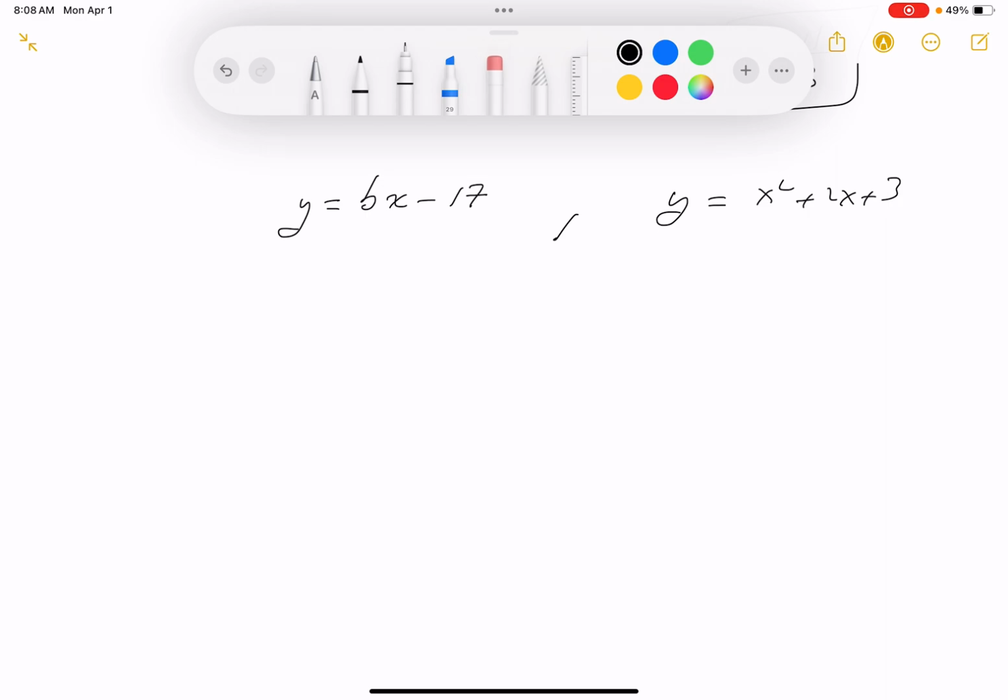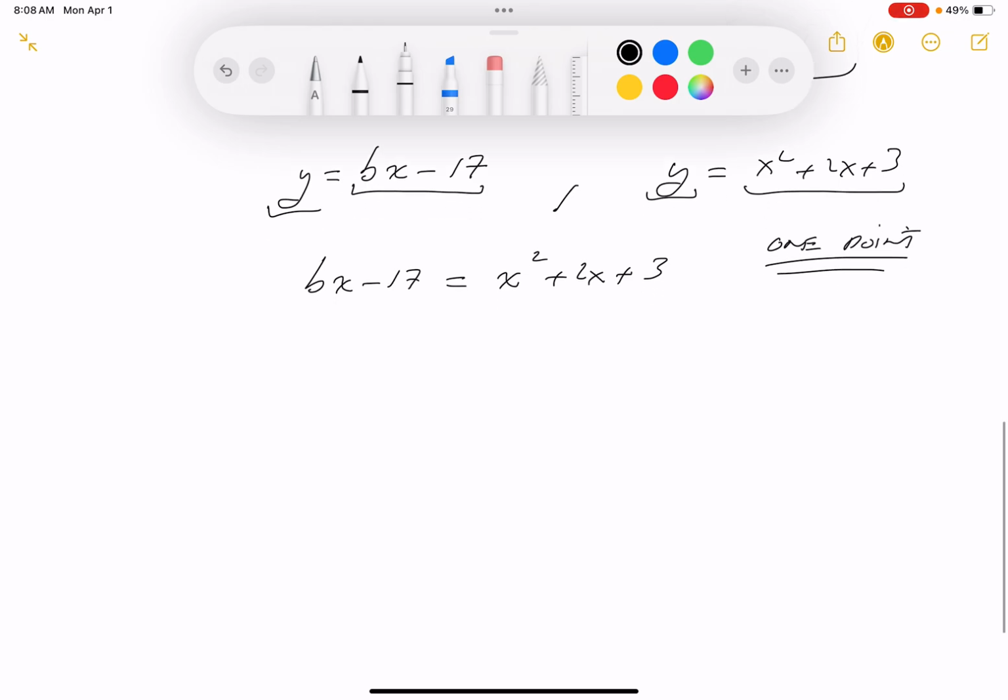Let's write that down. They would intersect when this y is the same y as you get over there. So we want the y's to be equal. So what do you get? bx minus 17 equals x squared plus 2x plus 3. Now, by the way, I just want one point of intersection. I don't want two points. I want one point of intersection. So we're going to try to figure that out now.